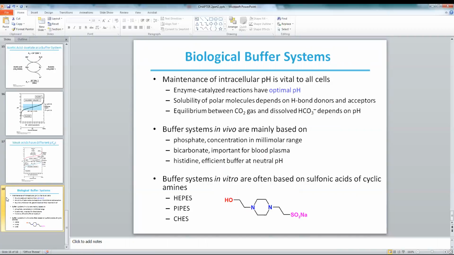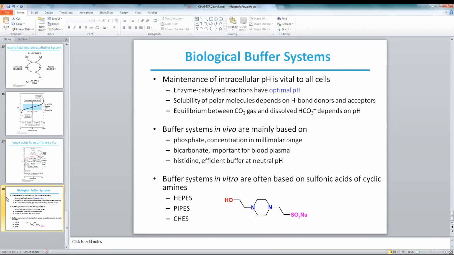Now, when we're talking about buffers, and we think about them in terms of weak acids or bases that have a pKa that's near the desired pH, as the pKa is the inflection point of our titration curve, relatively large amounts of H+ or OH- ions can be tolerated without changing the pH.